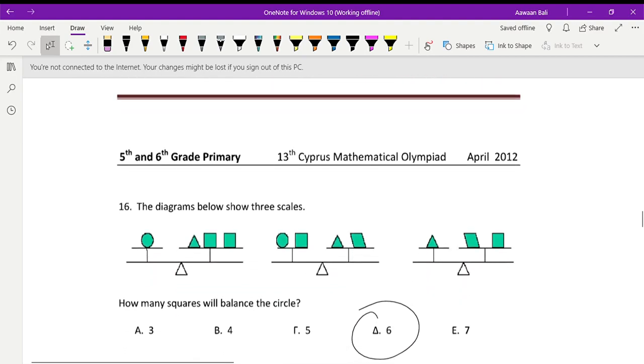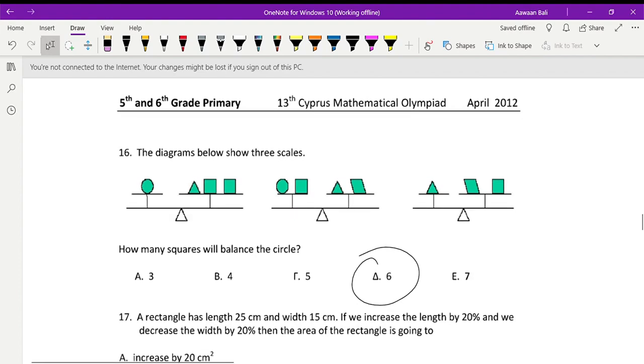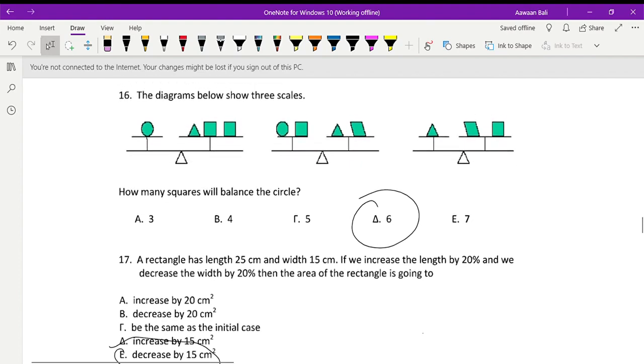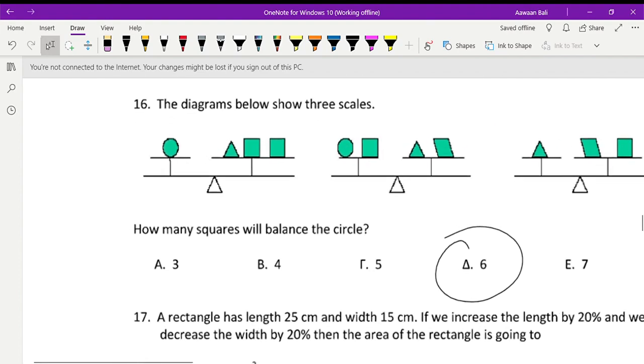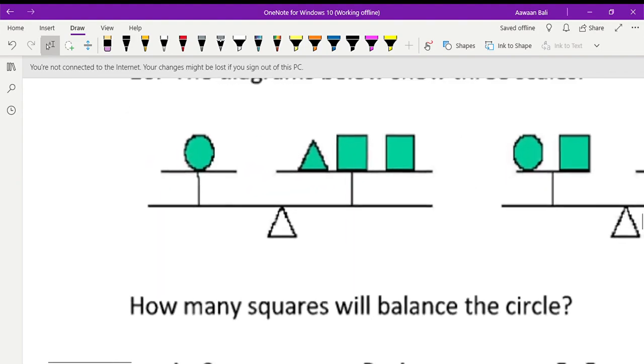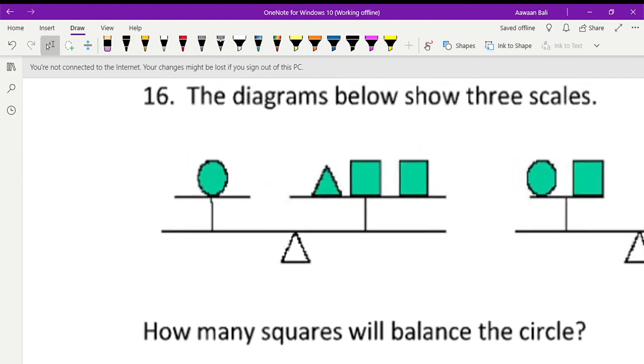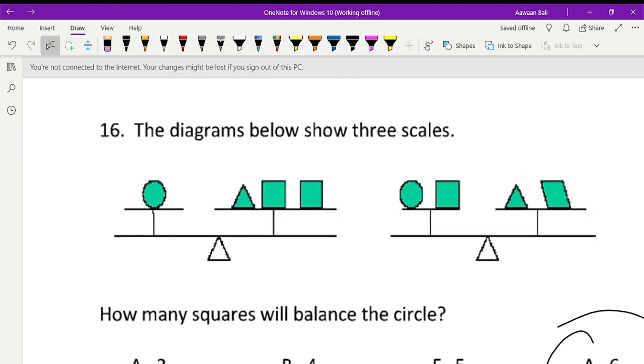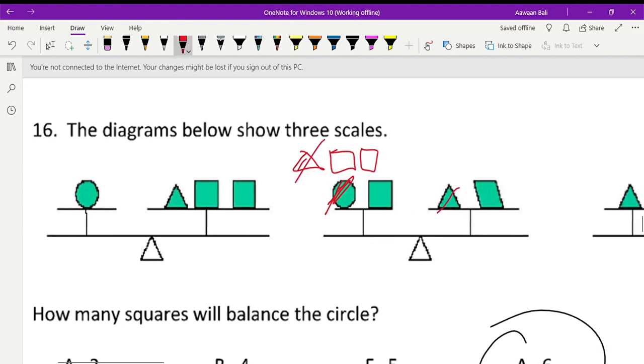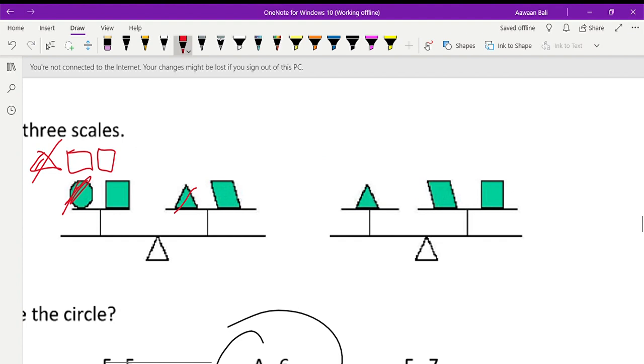Now, question number 16. The diagrams below show three scales. How many squares will balance the circle? Okay, so first we know a circle is a triangle and 2 squares. A circle and a square. Okay, so we can take that circle away and put instead these. So we cancel this with this. So three squares is a parallelogram.